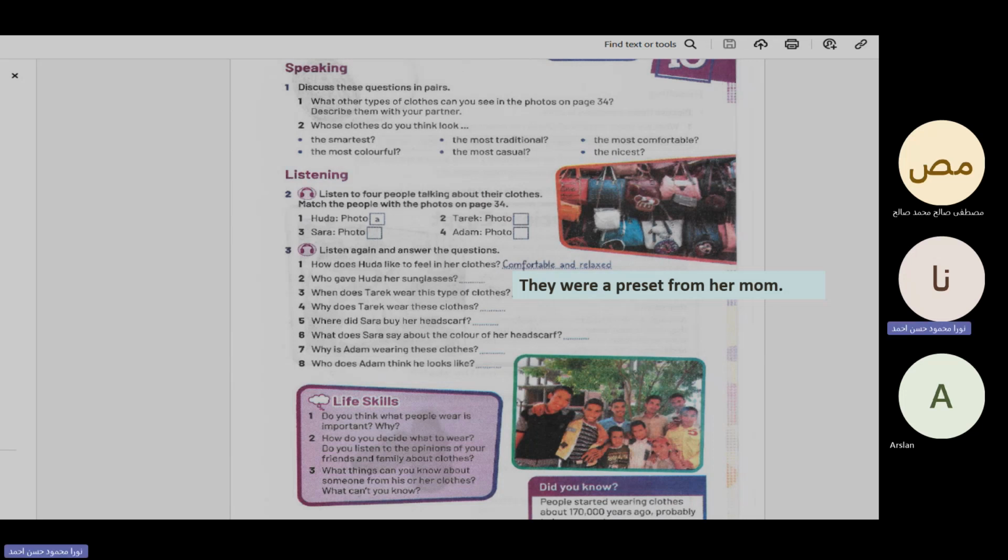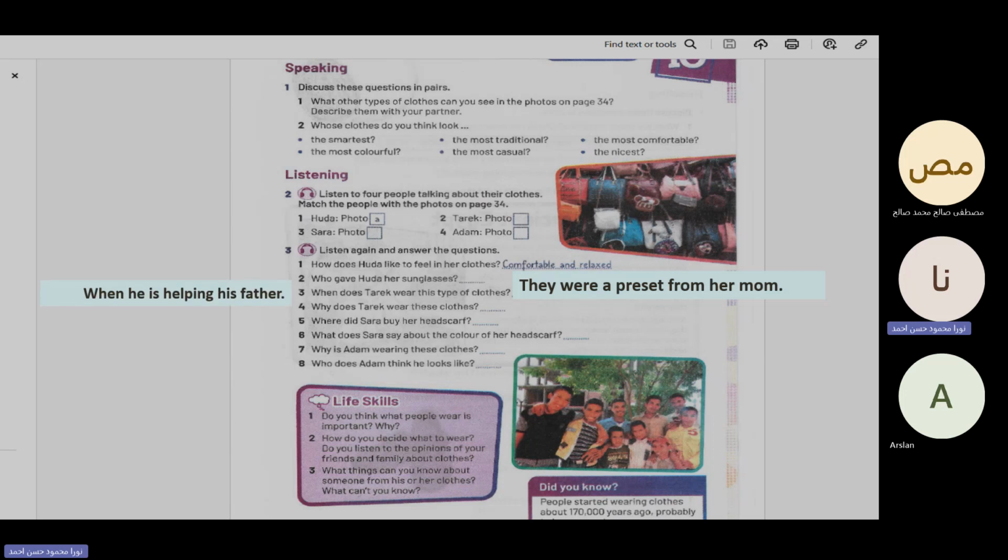What about questions number 3 and 4? They are about Tariq. When does Tariq wear this type of clothes? Number 4, why does Tariq wear these clothes? Let's listen to Tariq together and find the answers to these questions. I'm Tariq, and I wear these clothes when I'm helping my father. It's really hot outside today, and these traditional clothes help keep me cool and protect me from the sun when I'm working.